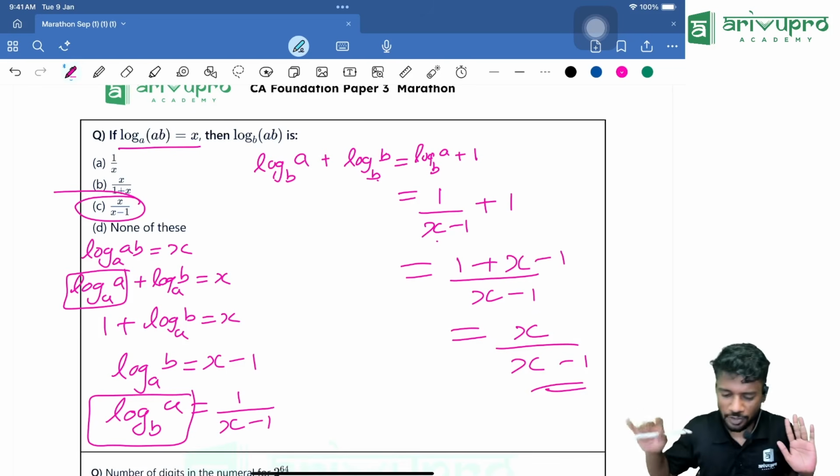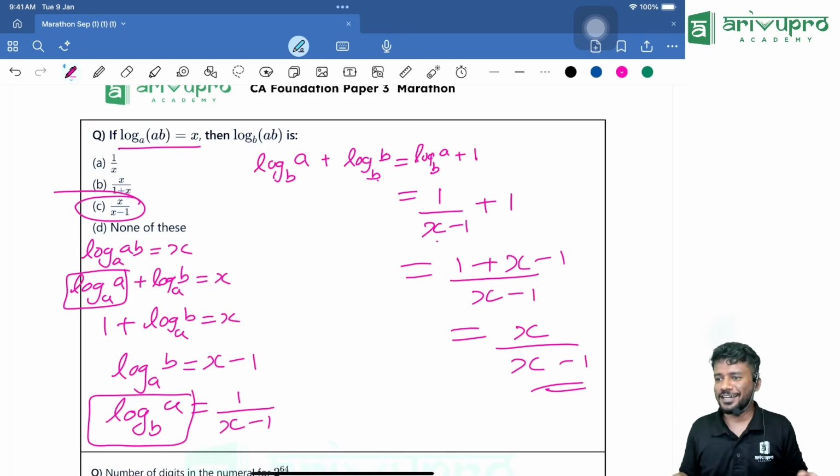Yes. How many of you don't like logarithm? Yeah, I know everyone doesn't like it. But still you need to know these simple silly things that will give you marks. Silly things, right?